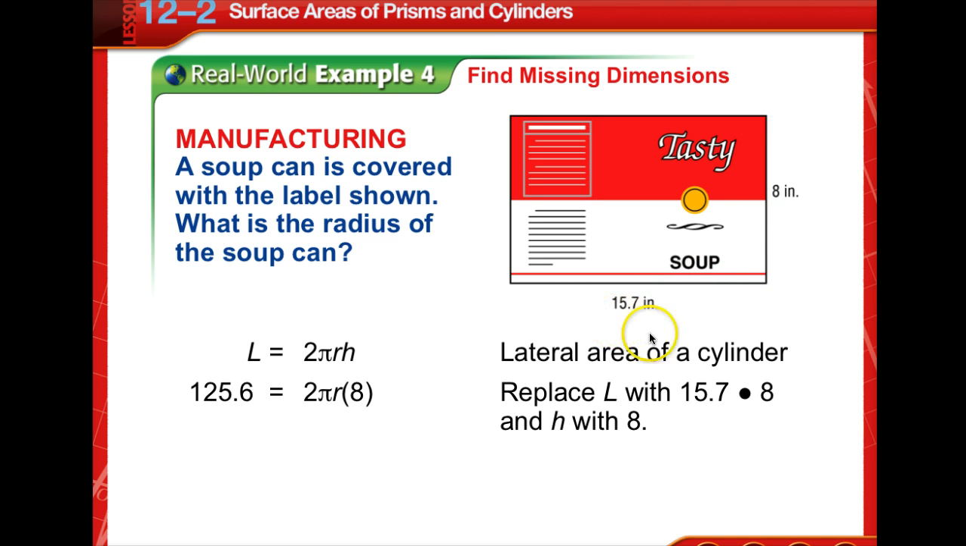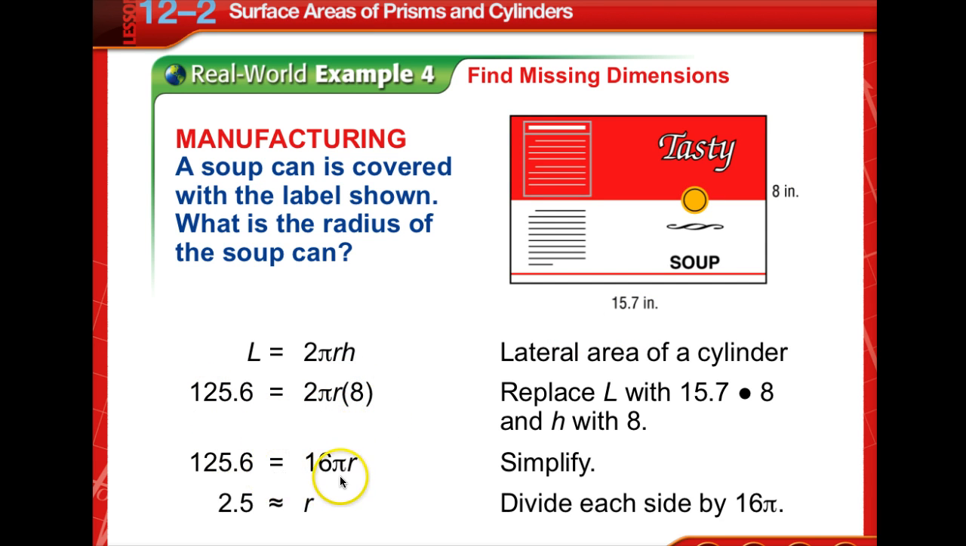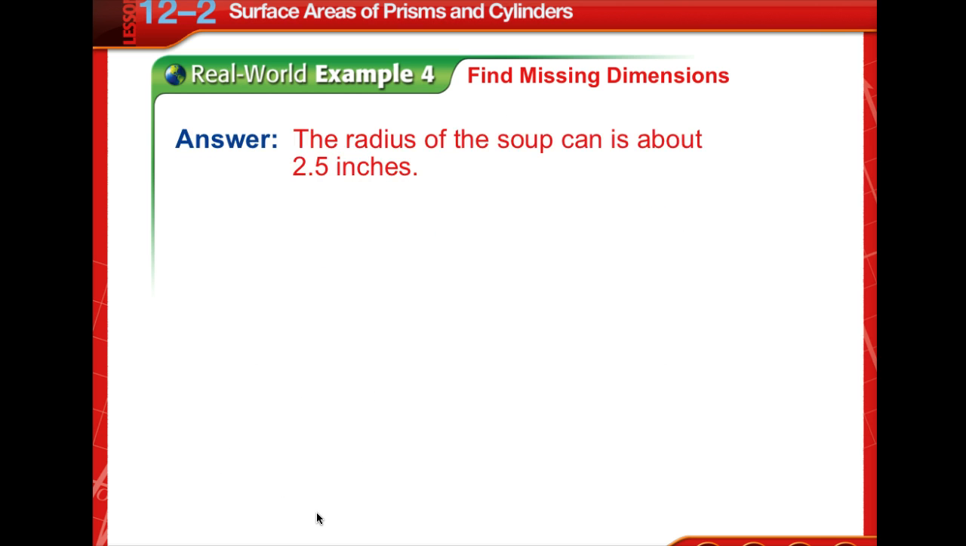and the lateral area is 15.7 times 8. So now we divide both sides by 8, and then we're going to divide both sides by 2. And then divide both sides by pi. So the radius is approximately equal to 2.5. So the radius of the soup can is about 2.5 inches.